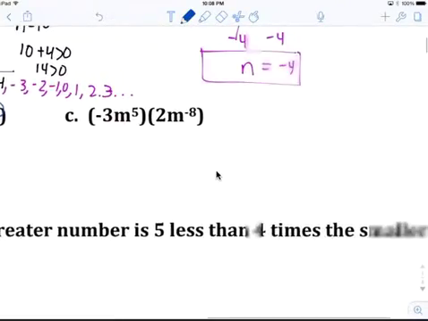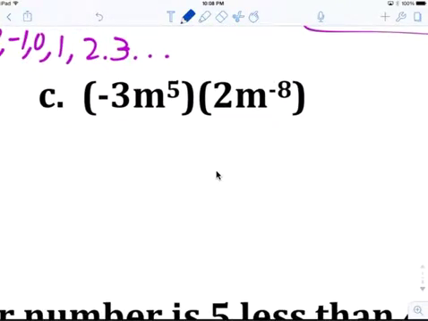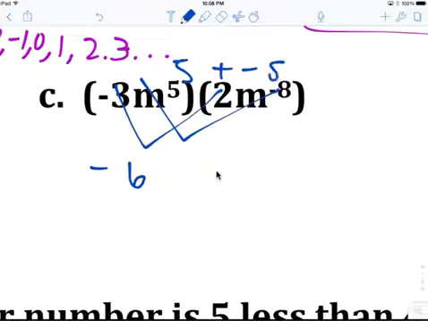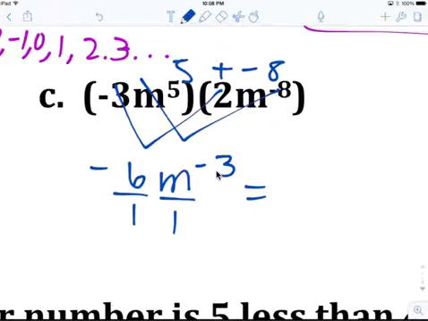Okay? This one here, same thing. Multiply these, negative 6. You add these, 5 plus a negative 8, m to the negative 3. That is not simplified, so you need to put, remember, this is like having a 1 here and a 1 here also, okay? And that's the times here.